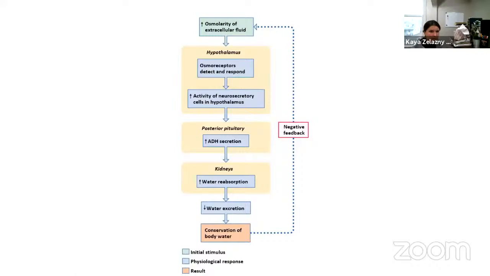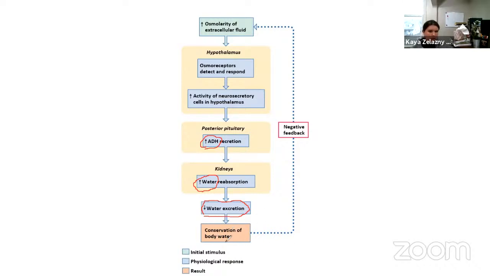So here we have basically our two triggers for ADH release. The bottom of this image is going to be similar in the next two diagrams, right? So the bottom part is that if we increase ADH secretion, our kidneys are going to absorb more water because of those aquaporin 2s that we're putting into our apical membranes. If we reabsorb water into the bloodstream, it's not going to be in our urine, so we decrease water excretion, and overall we're conserving our body water, right?